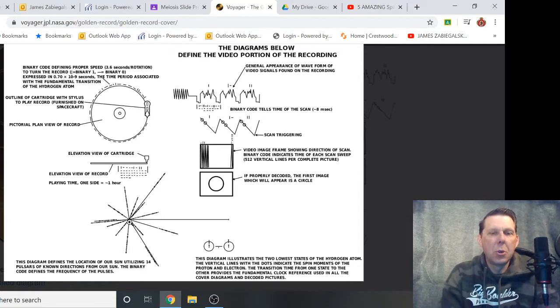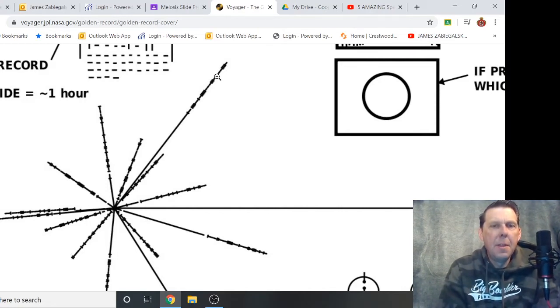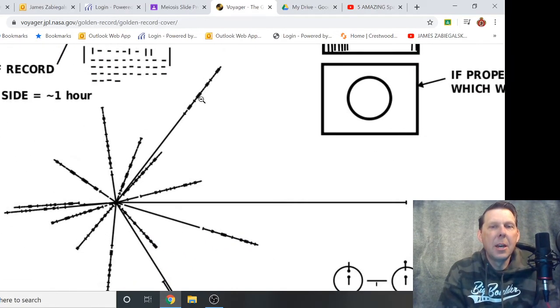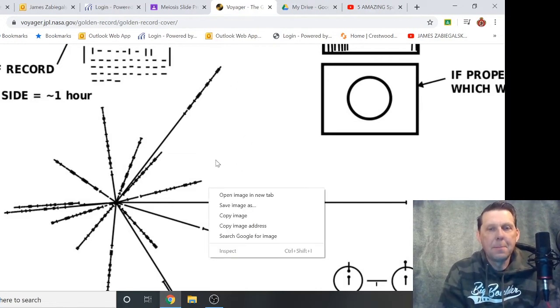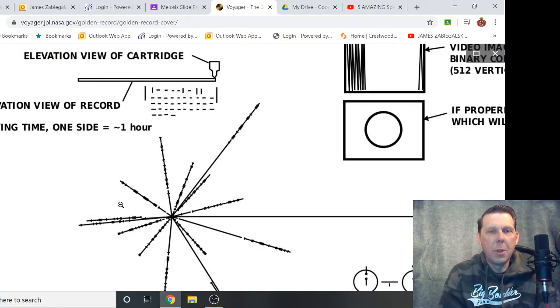This is our location in the solar system. We zoom in on this a little bit here. This is where we are. These are, I believe, 14 different pulsar stars. Pulsar stars are stars that spin and give off pulses of radio waves, and they're pretty easy to find in space. This is binary code. It's dashes and dots, like zeros and ones, and that tells the frequency of each pulsar star. So if you wanted to find us, this would be a good map, because you can find each of these pulsars, and then where they intersect, that's where we are.